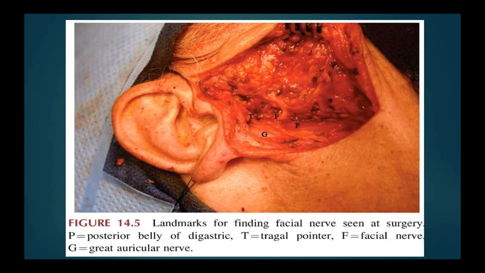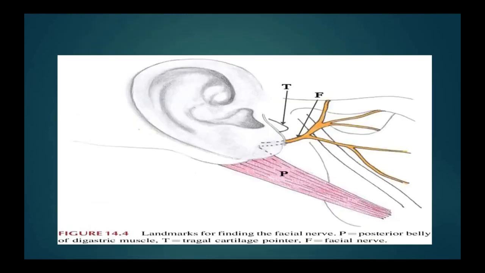So the figure showing landmarks of detecting facial nerve trunk. So you can see the tragal pointer marked as T. So facial nerve is seen 1 centimeter deep and inferior to the tragal pointer. Then you can see the posterior belly of the digastric muscle. Then another marked structure here in the picture is greater auricular nerve. This is the same landmarks as shown in the previous picture, tragal cartilage and posterior belly of digastric muscle.